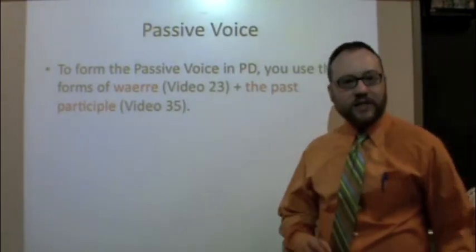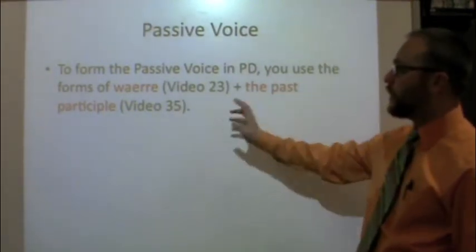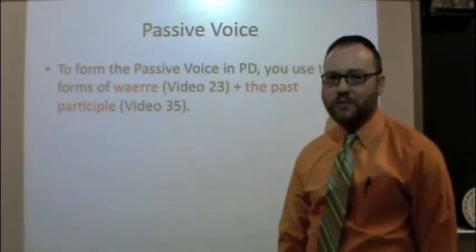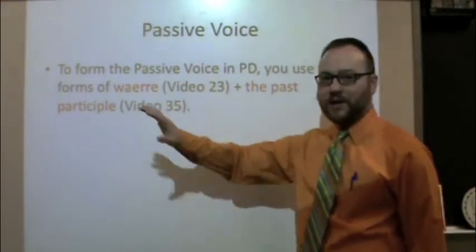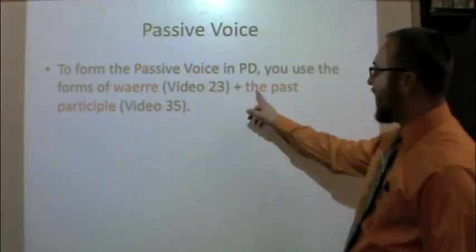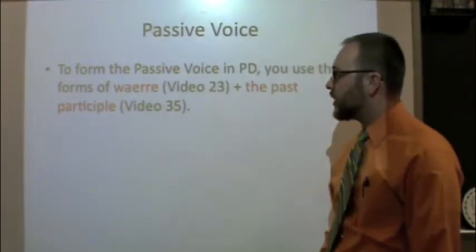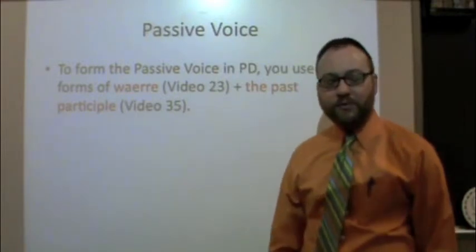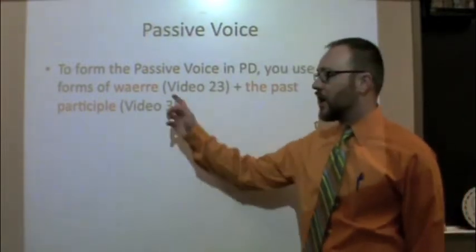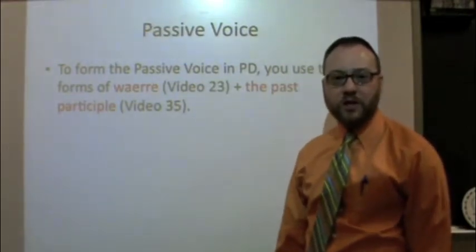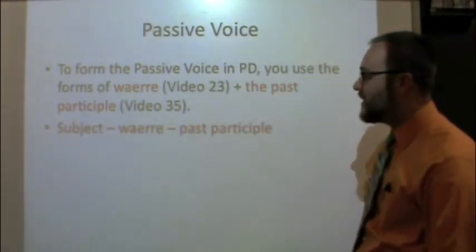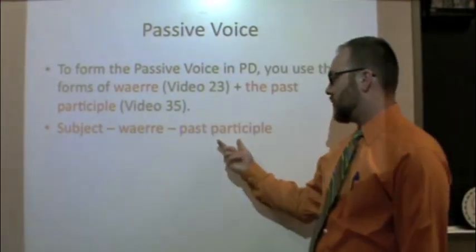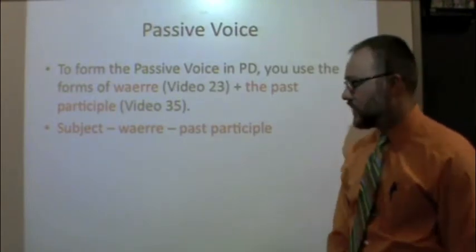To form the passive voice in Pennsylvania Dutch, you would use the forms of wäre, which is video 23. That was future tense. Make sure you go back and check that out, because wäre is irregular, it doesn't conjugate normally. And the past participle was covered in video 35. Those two videos I would highly recommend rewatching if you're a little shaky on wäre and forming a past participle, because you need to know how to conjugate wäre, and how to form a past participle, in order to do the passive voice. This is our typical word order: subject, wäre, past participle. That's what we need to remember.